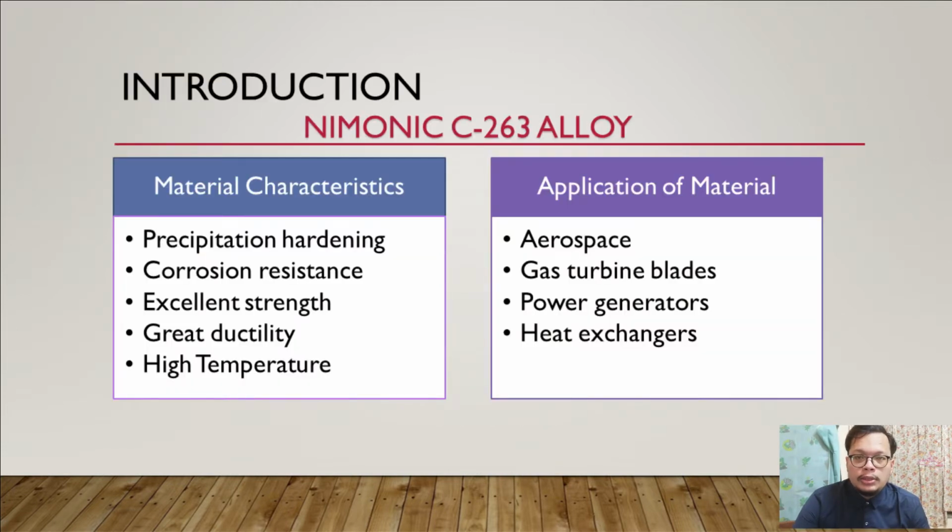Mnemonic C263 alloy material characteristic is precipitation hardening, corrosion resistant, excellent strength, great ductility and high temperature. The application of the material is in aerospace industry, gas turbine blades, power generator and heat exchangers.